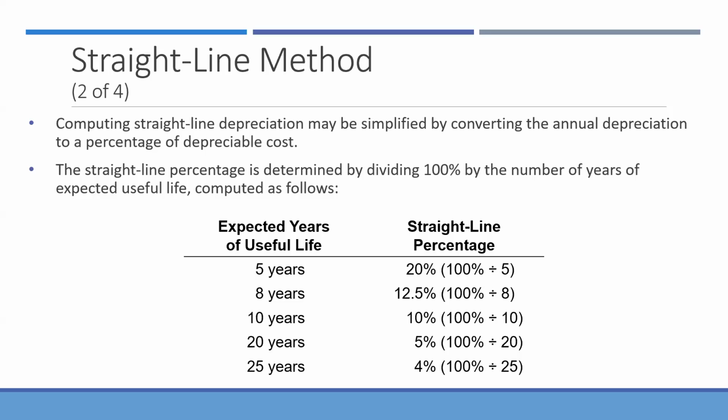Computing the straight line depreciation can be simplified by calculating a straight line percentage. Dividing 100% by 5 is 20%. So we can multiply the initial depreciable cost by 20%, and we get our depreciation over 5 years. For 25 years, 100% divided by 25 is 4%. So if we want to calculate the cost every year, we multiply the depreciable cost by 4%, and we get our annual depreciation.